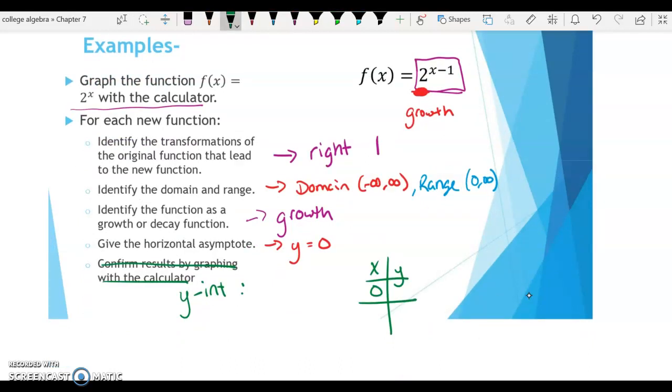So I plug it into my equation. I get 2 to the negative first, which is 1/2. So my y-intercept is (0, 1/2). Just be careful of that. That one is different now.